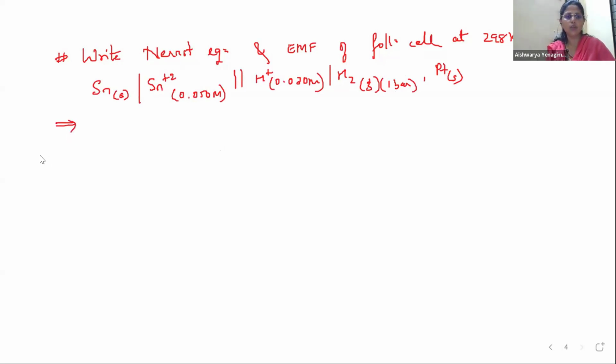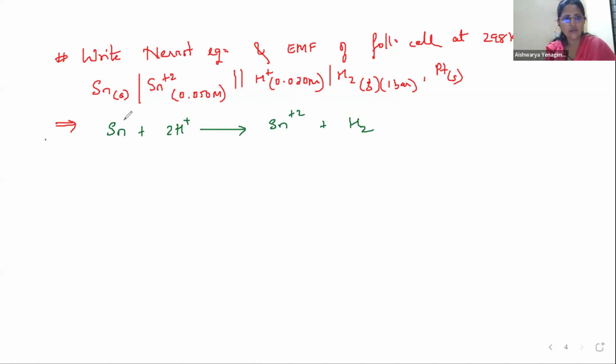To write the Nernst equation, we should know the oxidation half and the reduction half, or we'll write the overall reaction first. So Sn, and we have SHE here. This is a standard hydrogen electrode. So Sn plus H plus. Here we have Sn becomes Sn plus 2 plus H2. Okay, H2, I'll balance it by writing like this.